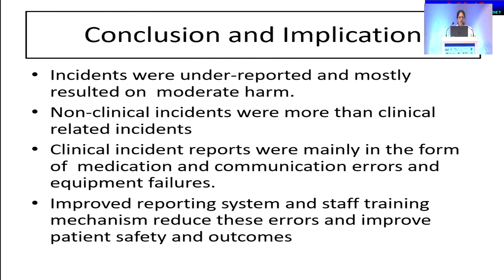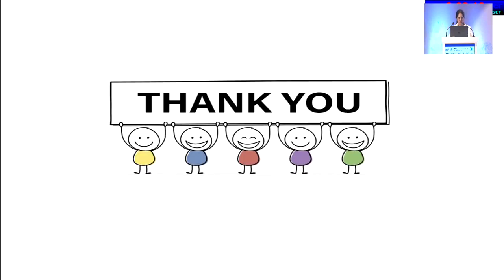So to conclude, incidents were underreported and mostly resulted in moderate harm. Non-clinical incidents were more than clinical incidents, and clinical incident reports were mainly in the form of medication errors, communication errors, and equipment failures. An improved reporting system and staff training mechanism can reduce these errors and improve patient safety and outcome. Basically, we need more awareness regarding owning up to mistakes so that system flaws are taken care of and it improves patient safety. Thank you.